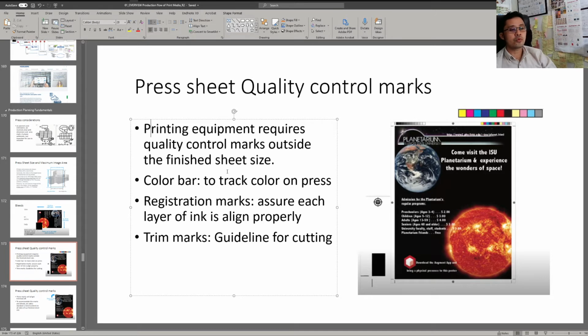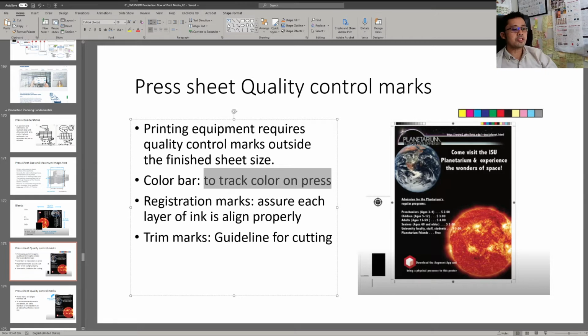Okay, so we need that. So the common one will be color bar. Color bar for what? To track colors on press. Nak tracking color, warna. Adakah dia okey ataupun dia tak okey? Adakah ianya dalam tolerance ataupun di luar tolerance yang ditetapkan? Nak track lah warna tu. Bukan cetak semata-mata, tapi kita kena pantau, track, pemantauan pada warna tersebut.